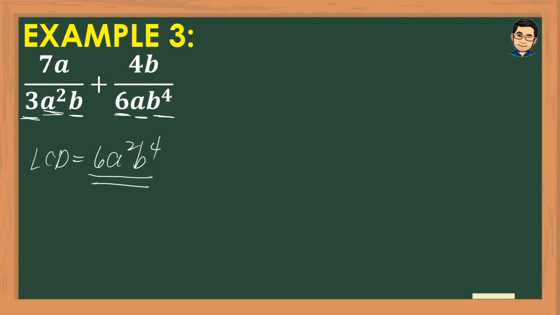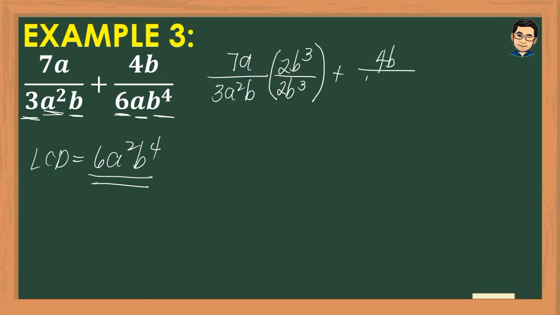And then, rewrite lang natin. So, 6a squared b to the 4th power divided by 3a squared b. So, i-multiply natin to both numerator ay 2b cubed. Okay, plus 4b all over 6ab to the 4th power. I-multiply naman natin dito is a lang. So, a.